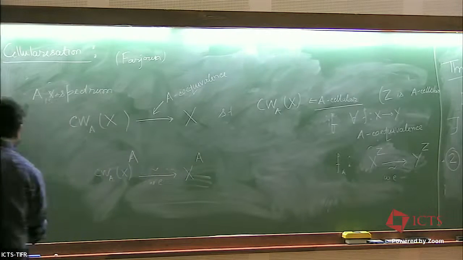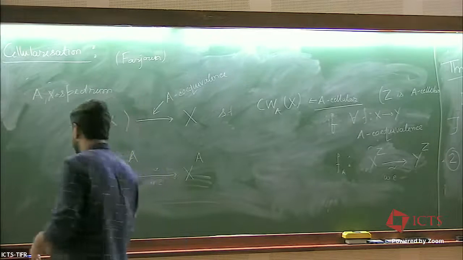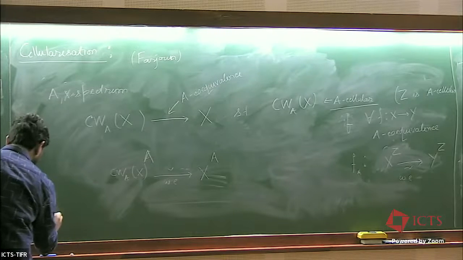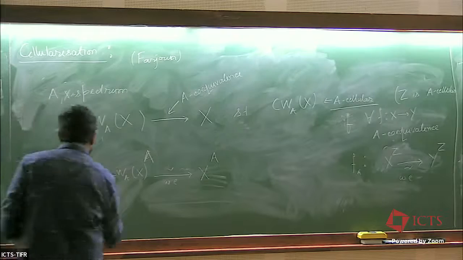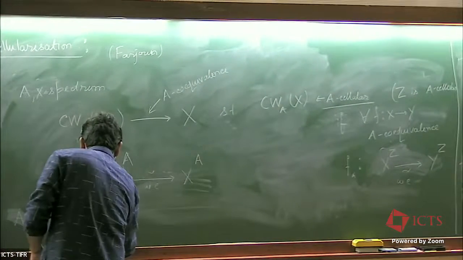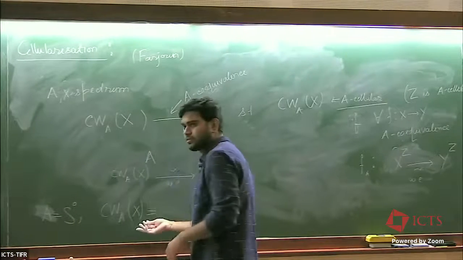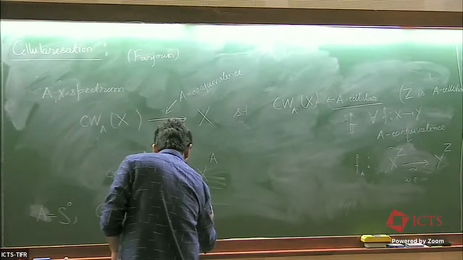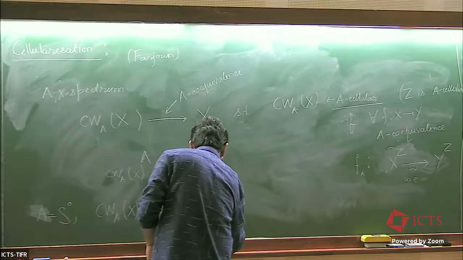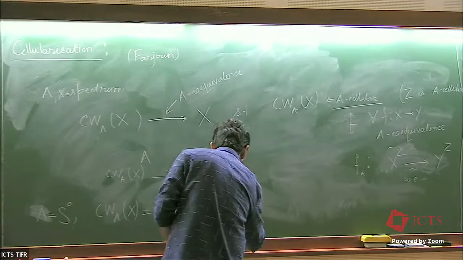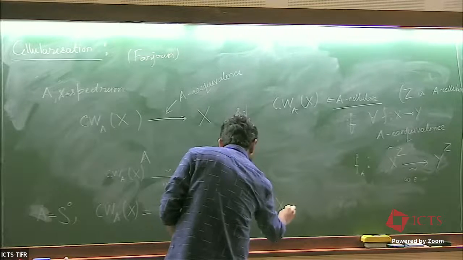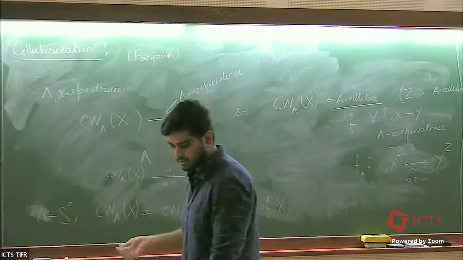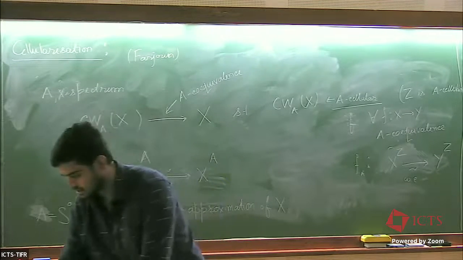Just one example of cellularization. We saw many examples last talk, but in the topological spaces case, if I take A to be S^0, then CW_A of X is nothing but the CW approximation of X. So one example for topological spaces is nothing but the cellular approximation functor, the CW approximation functor. And I guess this is where we stop.